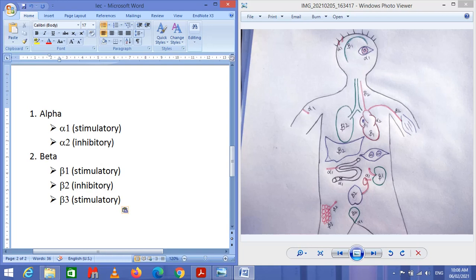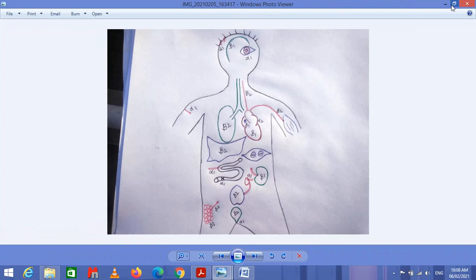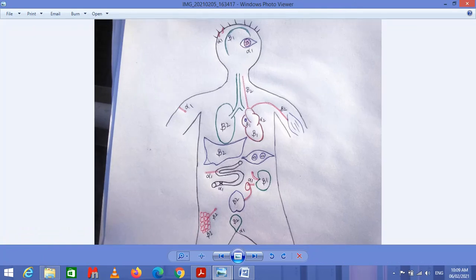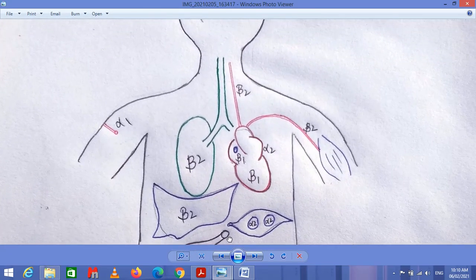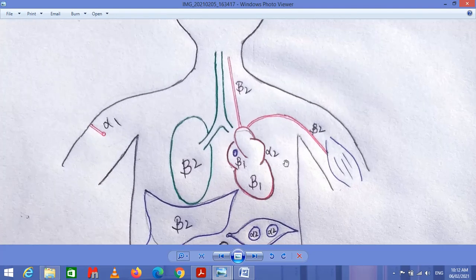Now coming toward the detailed location and function of all the alpha and beta receptors. In this slide, I have drawn the diagrams of various organs inside the body. I have also mentioned the specific receptors which are available on the specific organ. First of all, starting from the heart, I'm going to magnify it. This diagram represents the heart.